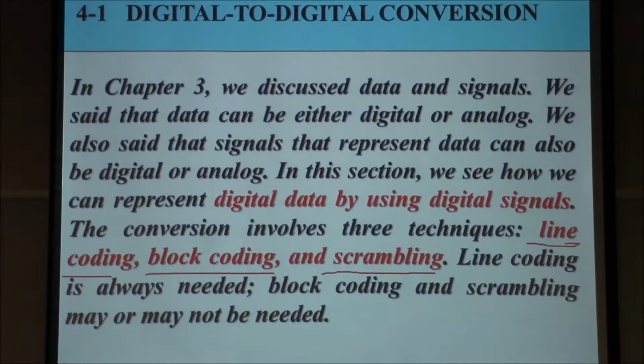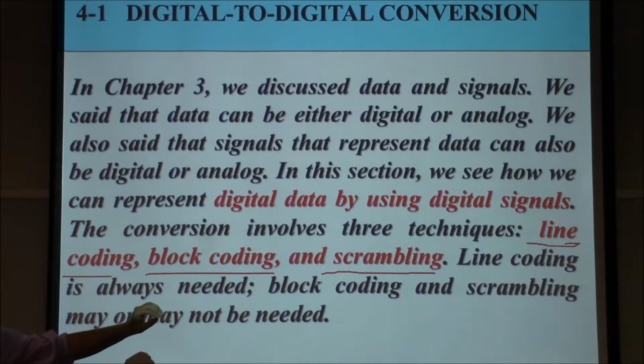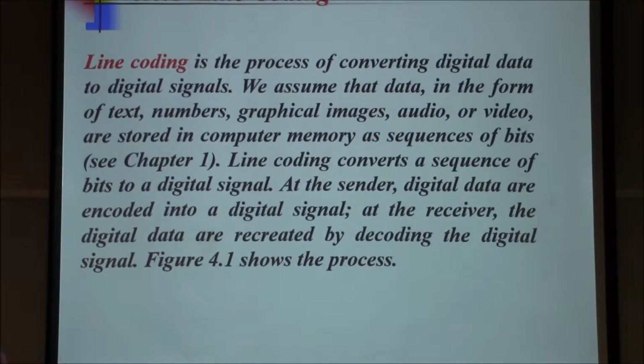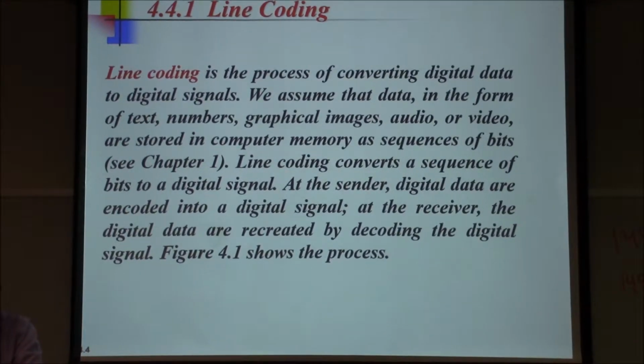In every technique we will talk about, we will use line coding. Block coding and scrambling we will use in special cases, which we will learn later at the end of this chapter. So we will start with line coding. What do we mean by line coding? Line coding is the process of converting digital data to digital signals. Very easy: we have digital data, zeros and ones, and we want to convert them to a digital signal. We call that line coding.